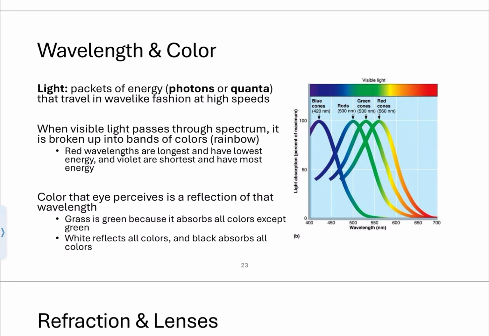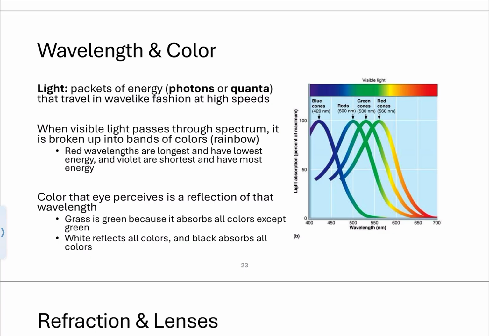So visible light does travel in the form of waves, and its wavelengths can be measured pretty accurately. When we're talking about light in the form of energy, we usually call these little packets of energy photons. And the photons travel in a wave-like fashion at really, really high speeds, about 300,000 kilometers per second. We can think of light as a vibration of energy.